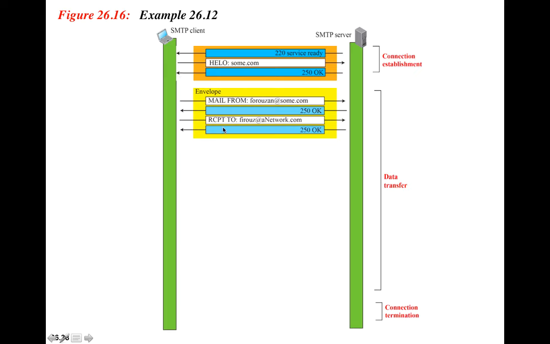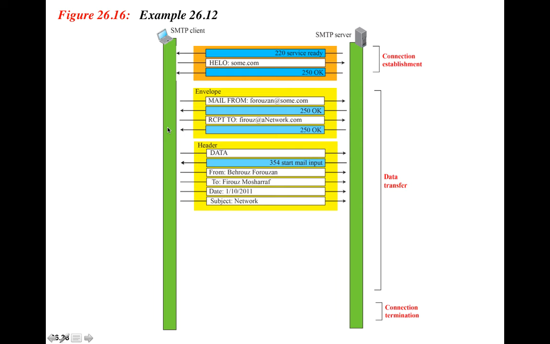The client now sends something called the envelope, or the introductory information about the email. In that, it will contain a message, mail from, as to who the email is from. The server sends a response, OK. Then the client sends rcpt to, who is the receiver or the recipient of this message. Once again, the server sends an OK saying it has received that successfully.